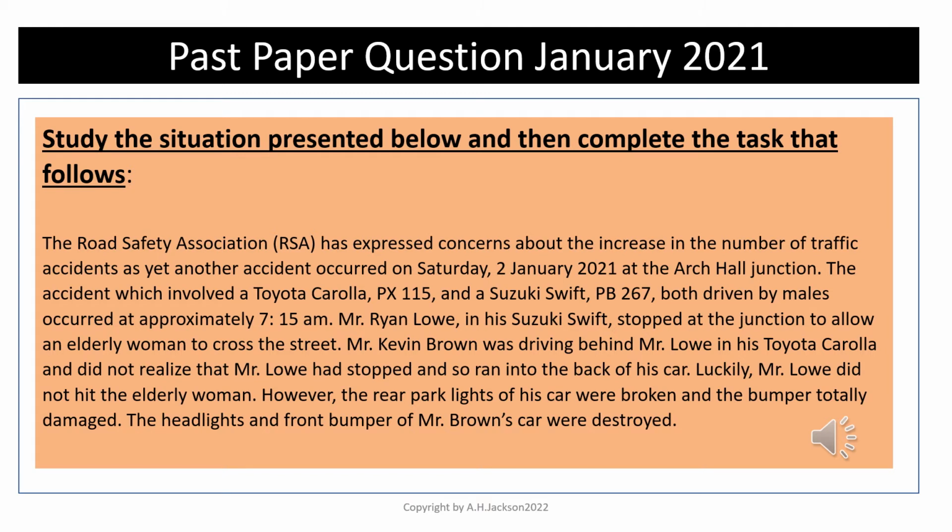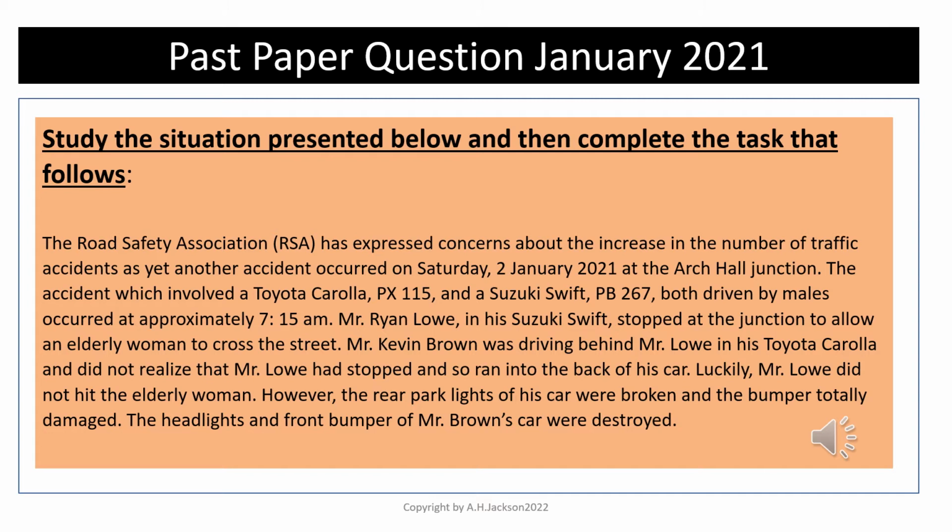If we can tackle a past paper question, and this past paper situation is taken from a January 2021 past paper, and it reads, study the situation presented below and then complete the task that follows. So here is the situation. The Road Safety Association, RSA, has expressed concerns about the increase in the number of traffic accidents, as yet another accident occurred on Saturday, the 2nd of January 2021 at the Arch Hall Junction.